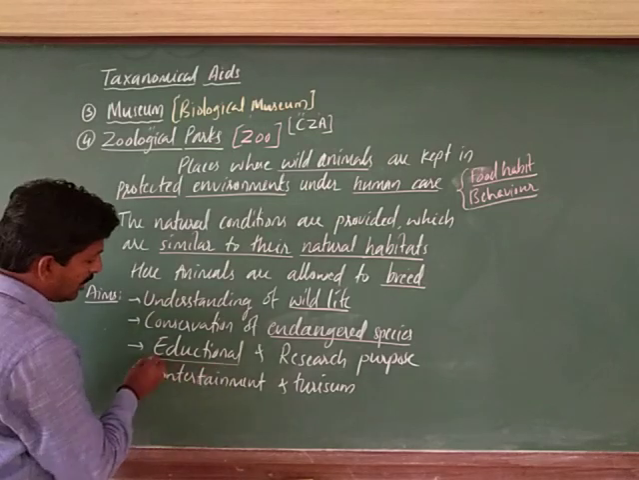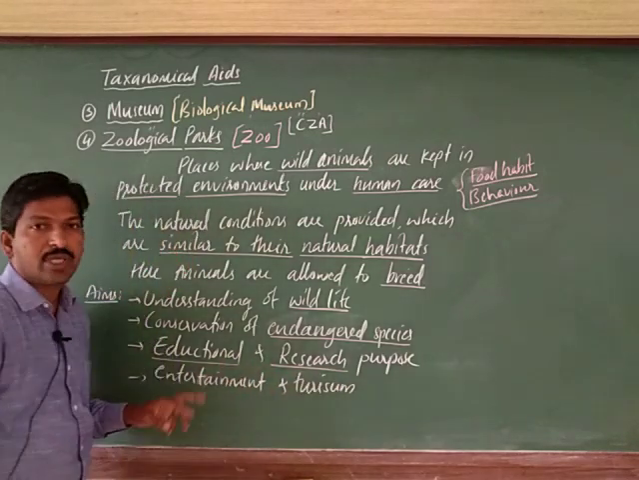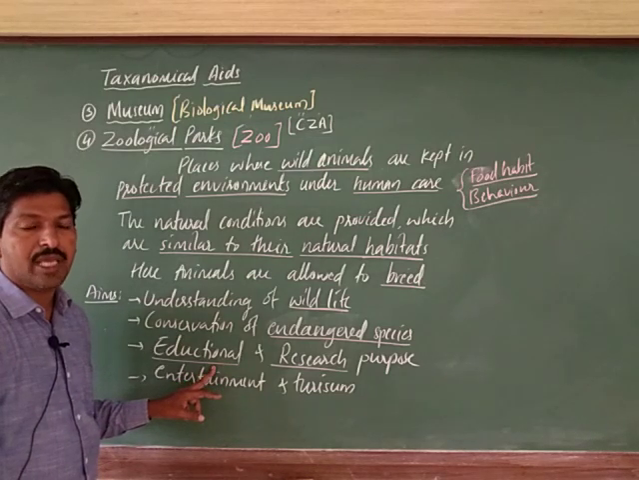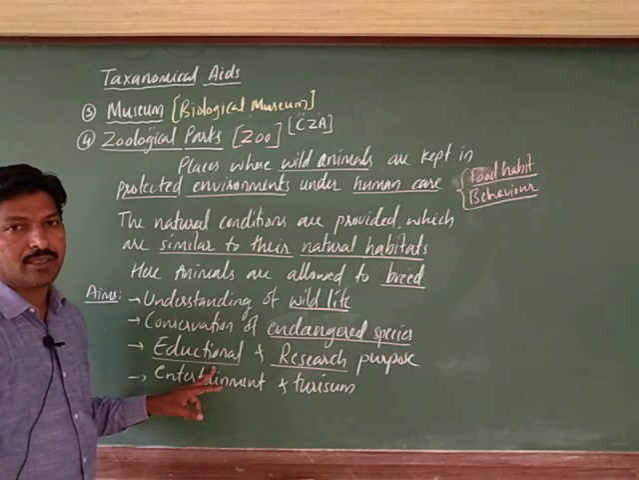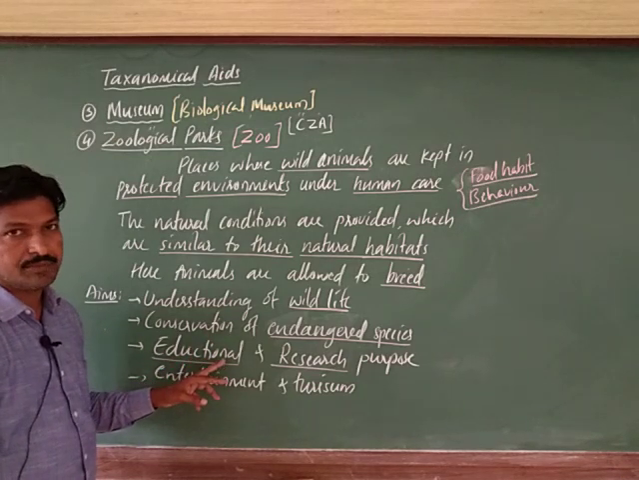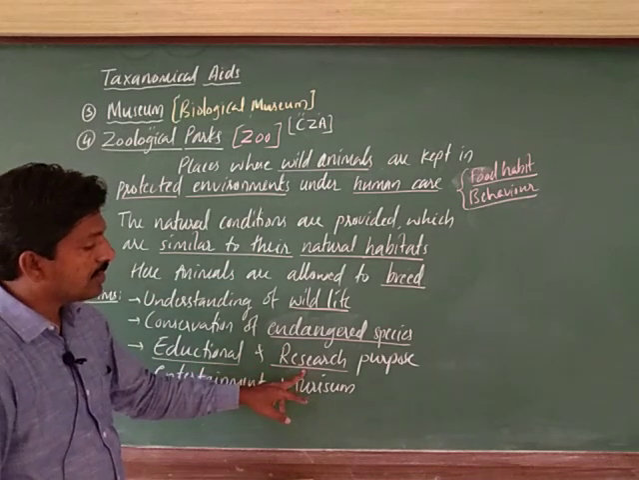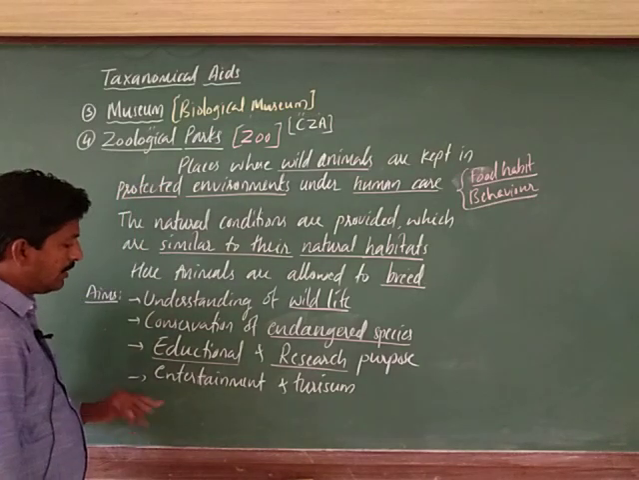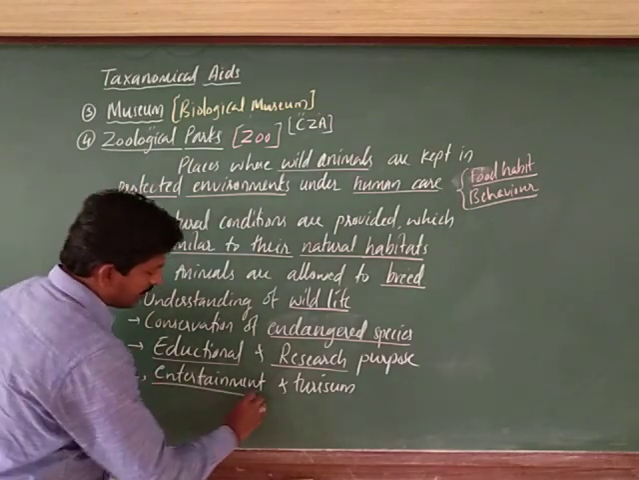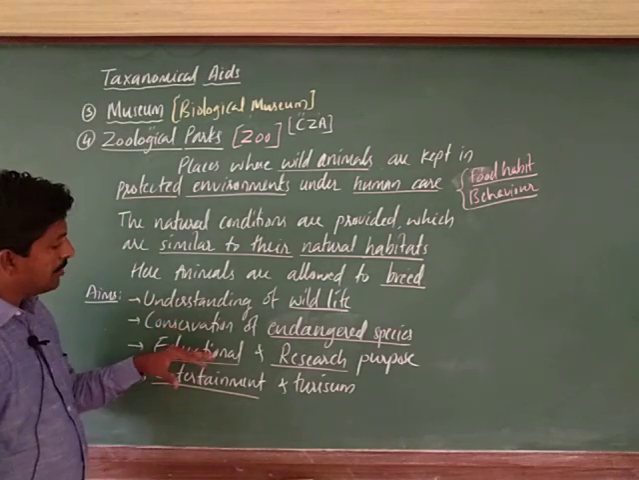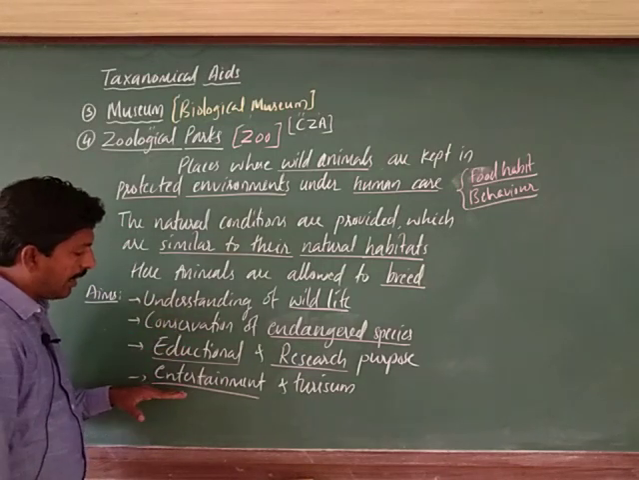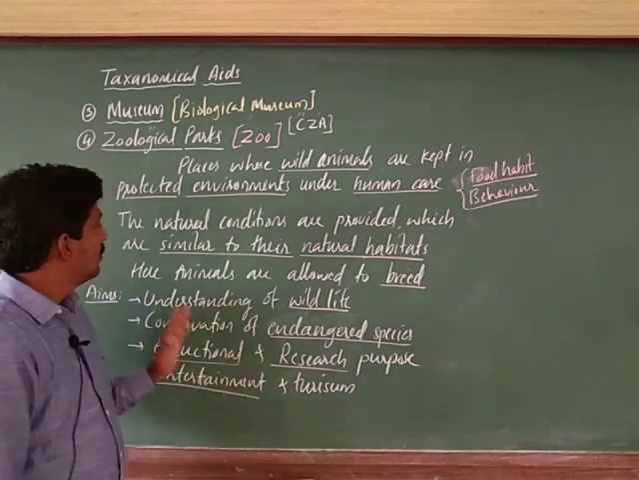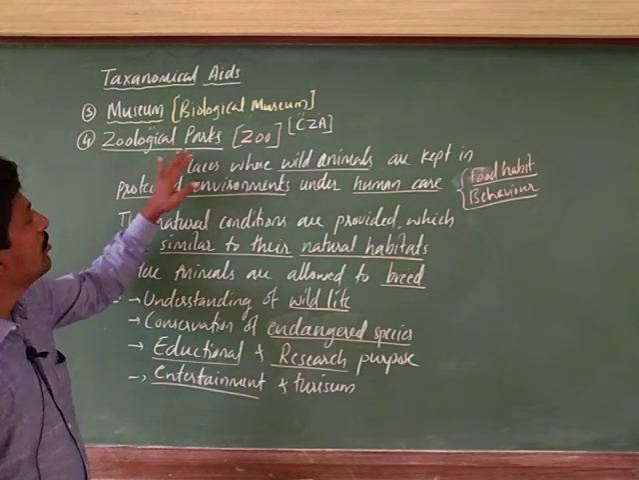Next, educational and research purpose. Educational means study purpose. We can study the animals, their morphology, behavior, food habit, all such things can be studied here. Different research purposes also, these zoological parks are helpful. And finally, entertainment, this is secondary. So these are the primary aims, and this is a secondary aim. Entertainment and tourism is also involved. So these are the aims of a zoological park.